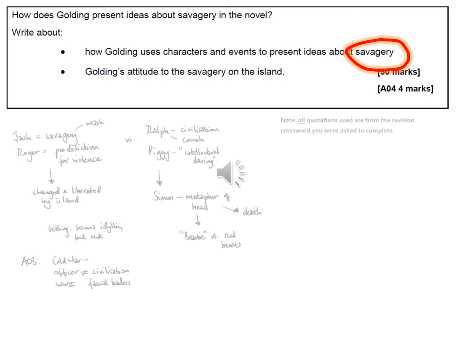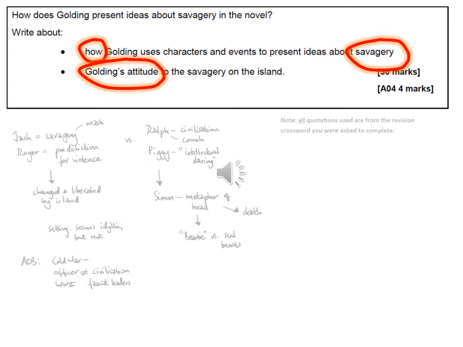So savagery is obviously the key word. How is always going to be a key word. And we're looking at Golding's attitude, so taking a step back from the book, not just writing about Piggy's attitude or Ralph's attitude, but what do we suppose is Golding's feelings about what happens in terms of savagery.